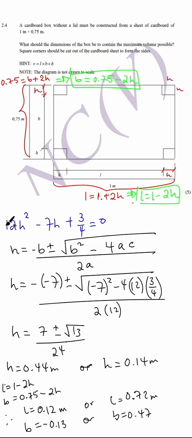Now you can see that the value of h, which is 0.44 meters, has given me a negative value for B. Since B is representing length, it cannot be negative. So we have to drop all the values associated with 0.44, which means our final dimensions, which give us the maximum volume, are h equal to 0.14 meters, L equal to 0.72 meters, and B equal to 0.47 meters. That's the solution.